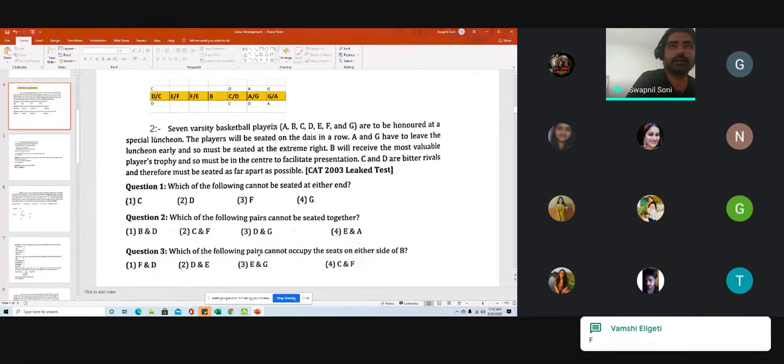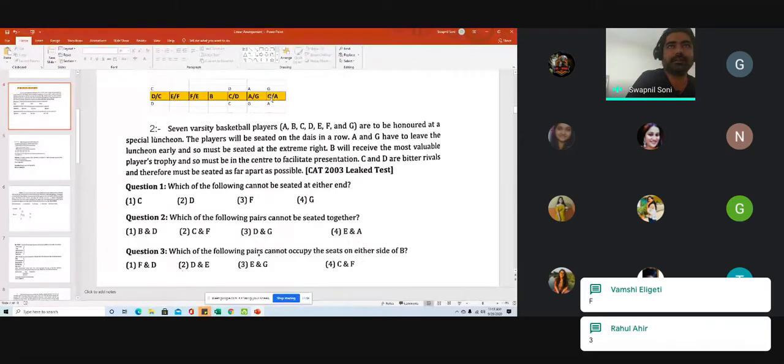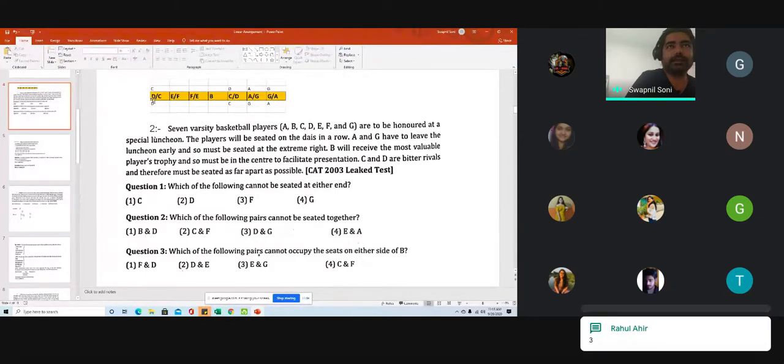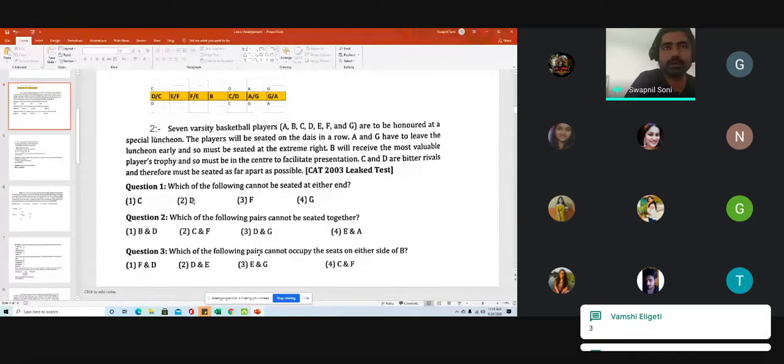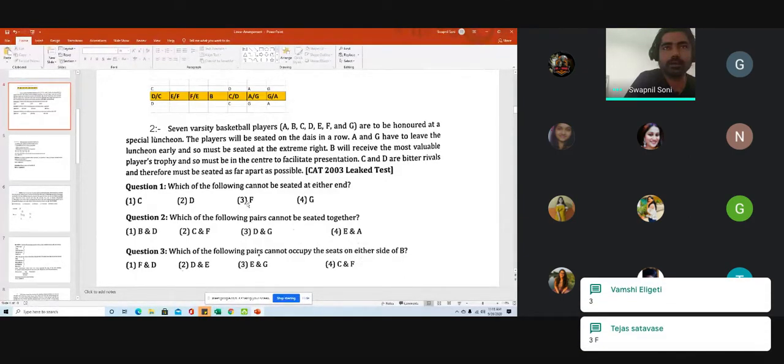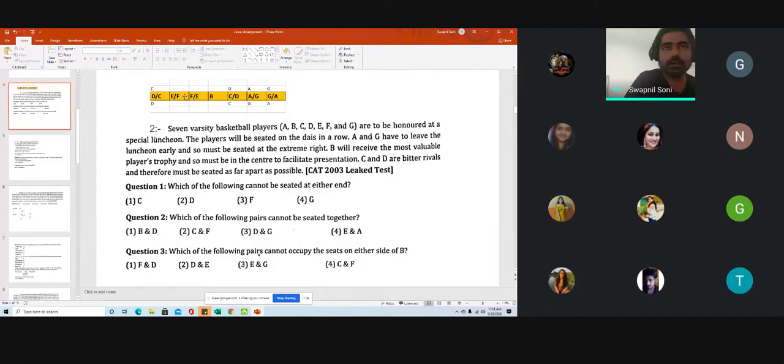So let's look at who's at the end. A can be at the end, G can be at the end, C can be at the end, D could be at the end. So C can be, D can be, G can be. Only F is the one who cannot be at the end because F either takes second or third position.